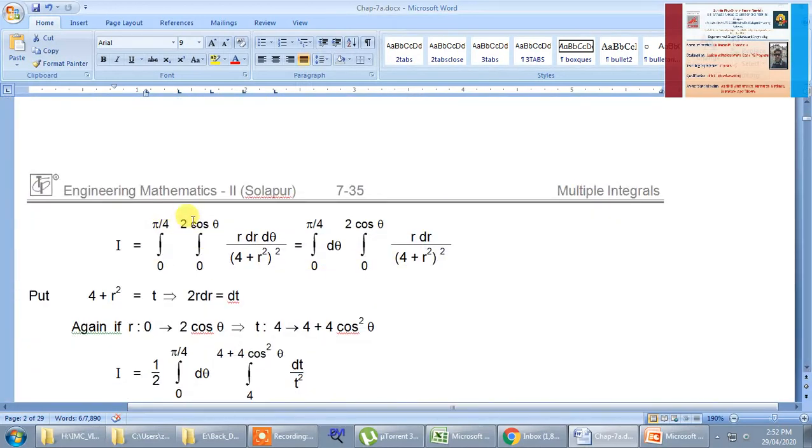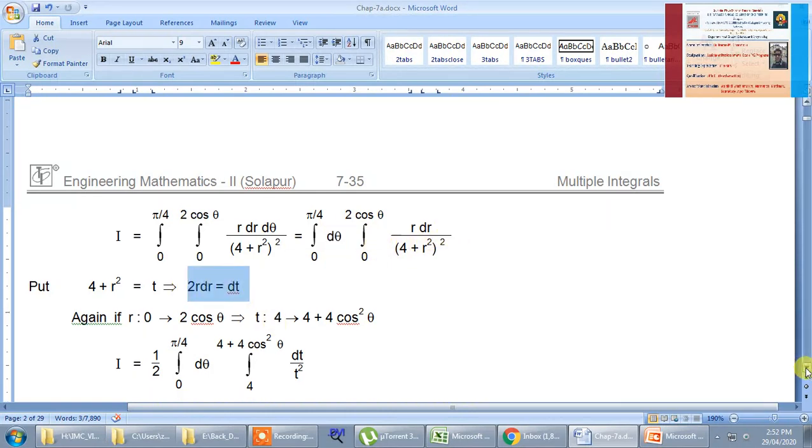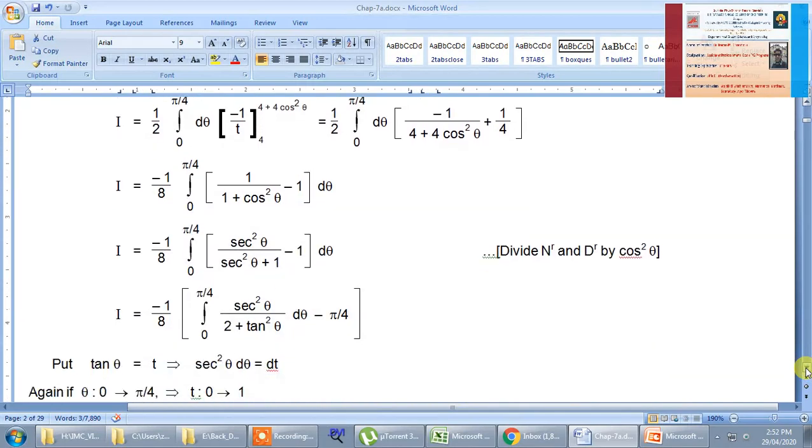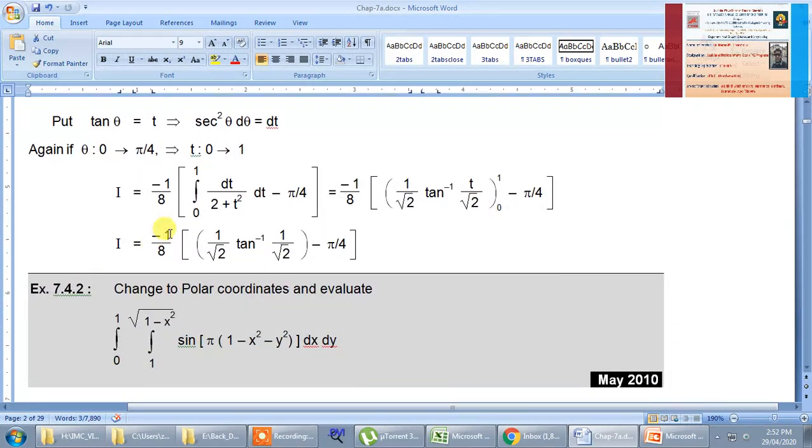So we have the integration from 0 to pi by 4, 0 to 2 cos theta, r dr d theta divided by (4 plus r square) whole square. Now the first integration is to be carried out with respect to r, so theta should be kept outside. Why are we integrating with respect to r first? Because the innermost integration has limits of r in terms of theta. There is only one term of theta, that is d theta, which can be kept outside the inner integration but inside the outer integration. By putting 4 plus r square equal to t, we can very easily integrate this term, and the integration will be like this. We get the answer equal to this, minus 1 by 8 and 1 upon under root of tan inverse of 1 by root 2 minus pi by 4.